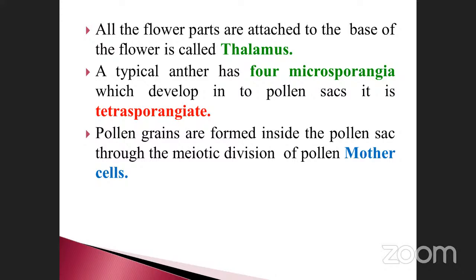Pollen grains are formed inside the pollen sac through the meiotic divisions of pollen mother cells. That is very, very important. The pollen mother cell produces the pollen grains by the process called meiotic cell division. That is very, very important. Then only you will get the 4 microspores. Okay, this is also very, very important.